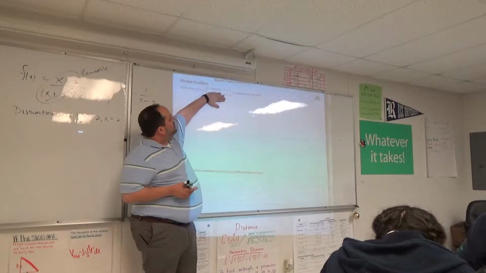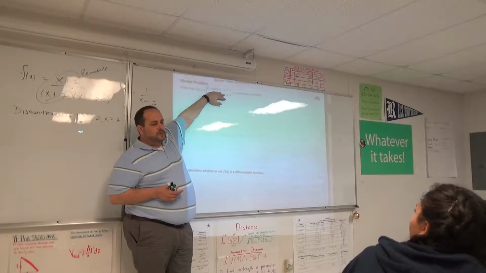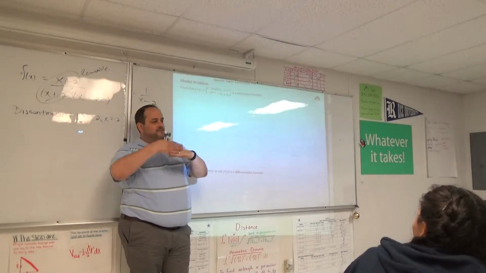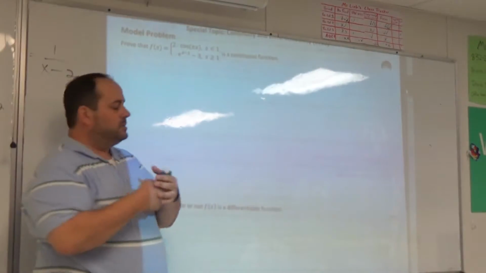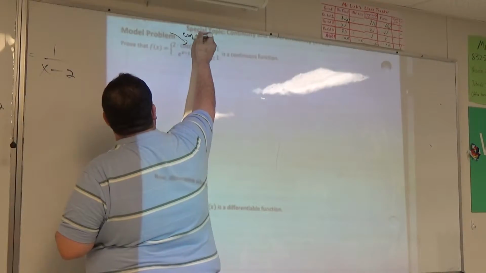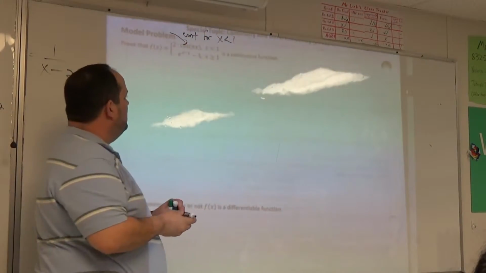Now, 2 cosine pi x. Is that a continuous function? Cosine function is continuous. If I stretch it vertically, compress it, still continuous. So I know that this function is continuous for x less than 1.